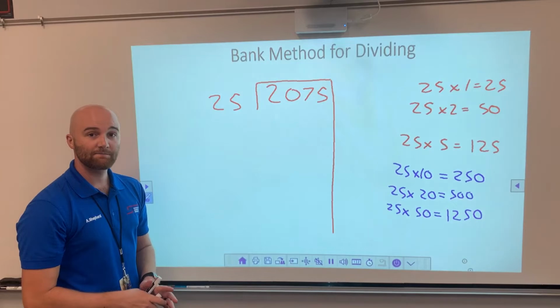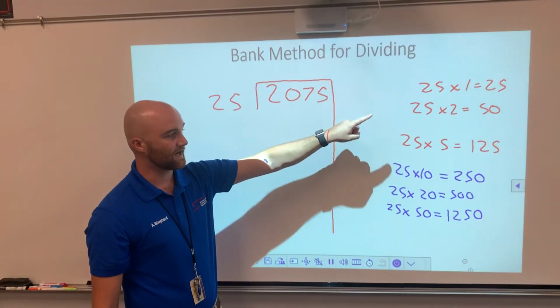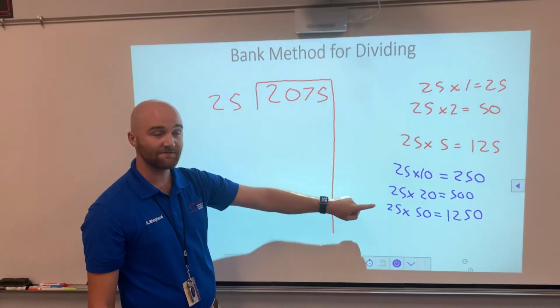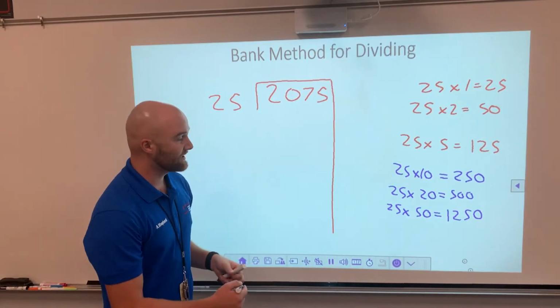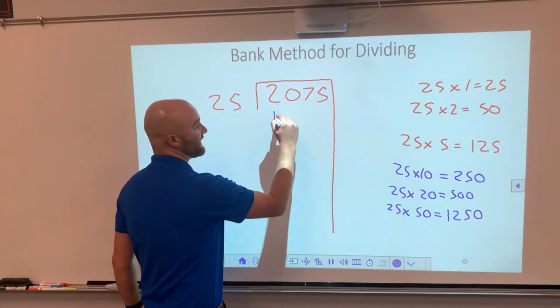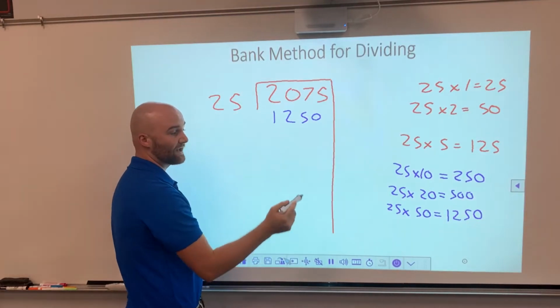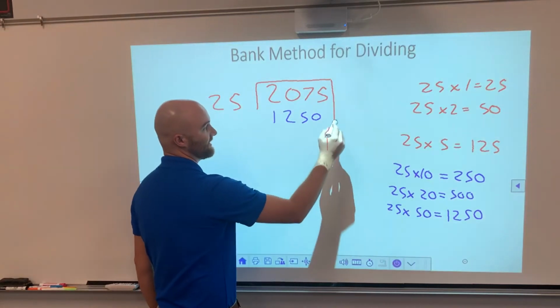Now let's try to see what's the biggest thing I can fit in. I could fit 25, I could fit 50, I could fit 125, I could fit 250, I could fit 500, I could even fit 1,250. So I'm going to write that number in. And I'm going to mark that I had 1,250 by doing 50 sets of 25.